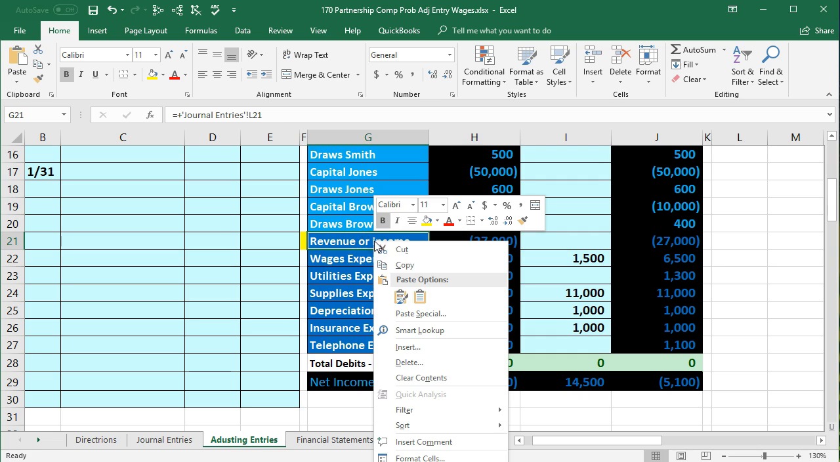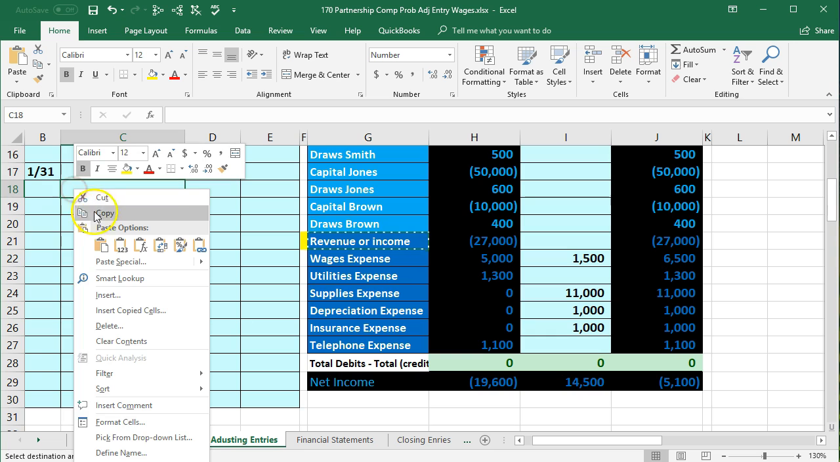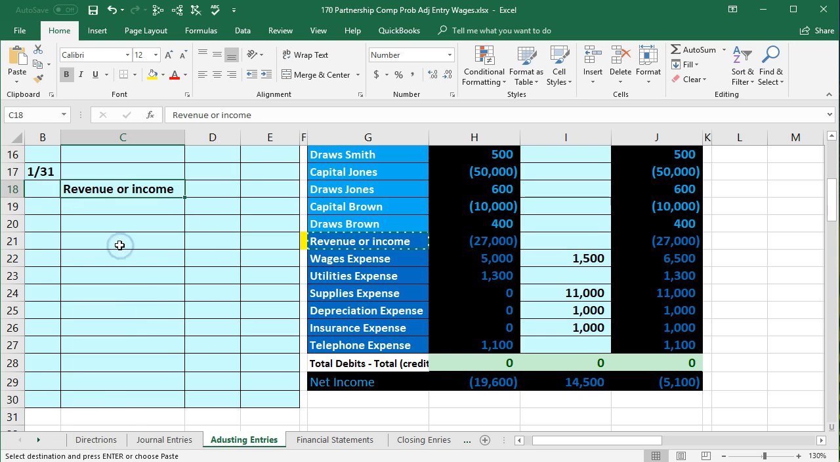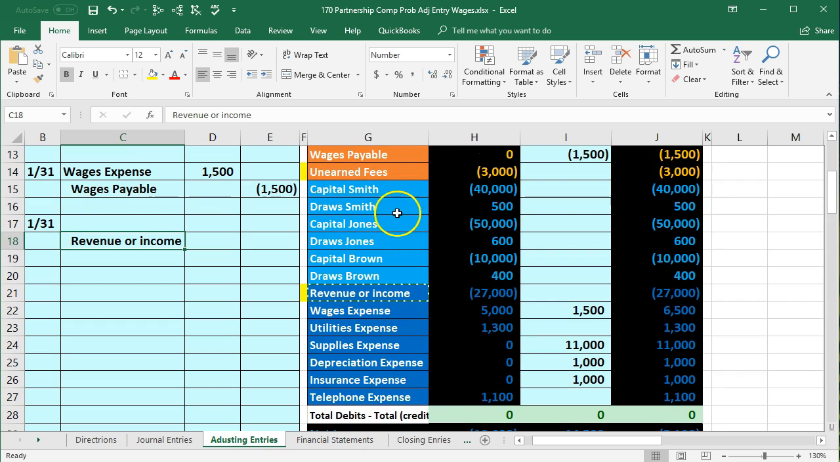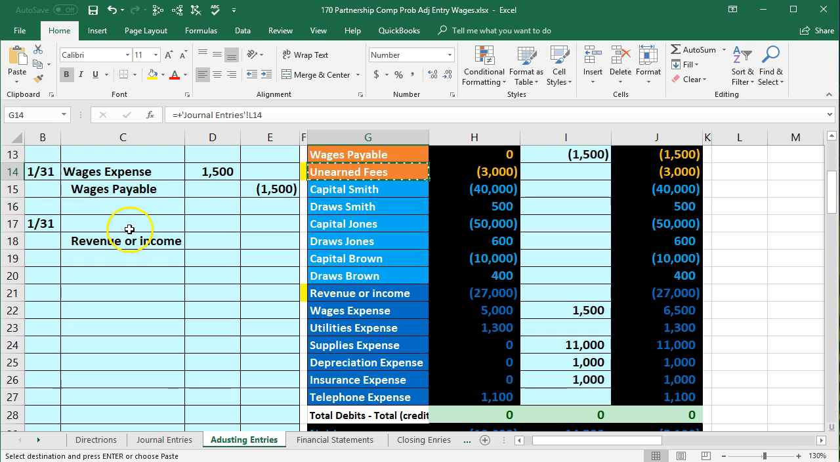So we're going to copy the income, right click and copy. We're going to put that on the bottom at the credit in C18, right click and paste 1, 2, 3. I'm going to go ahead and indent that, probably done for you already by going to the Home tab, Alignment Group, Increase Indent. Then we'll go up and pick up the other account, which will be unearned revenue, unearned fees, unearned revenue. So here we go. We're going to say copy. And we're going to put that up top in C17, right click and paste 1, 2, 3.